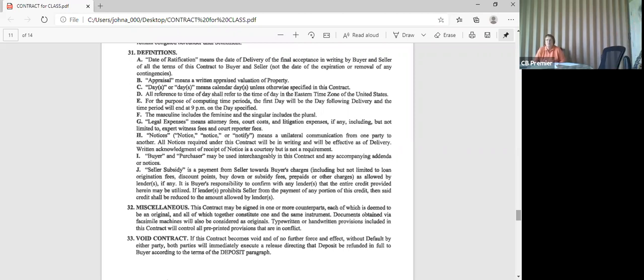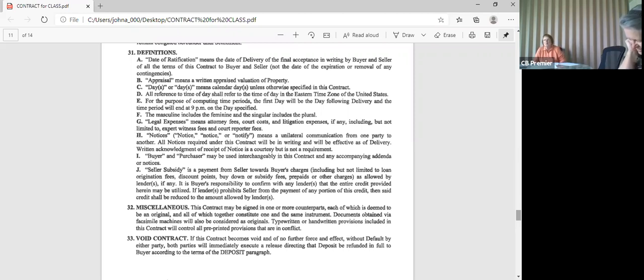Let's see, buyer and purchaser may be used interchangeably in this contract, and any accompanying addenda or notices may be used interchangeably. What that means is buyer and purchaser may be used interchangeably. So I might say buyer here, but I might say purchaser here. Okay, all right, I'm with you now.